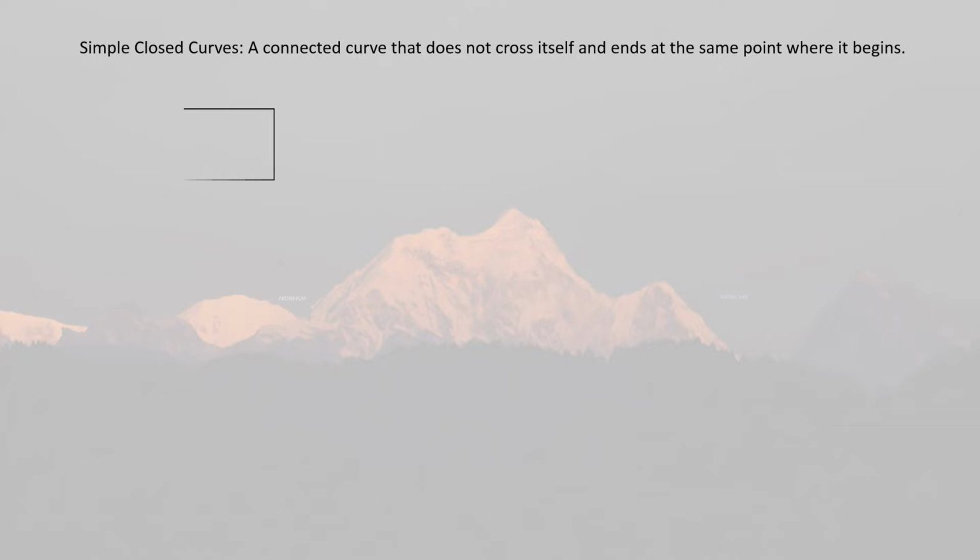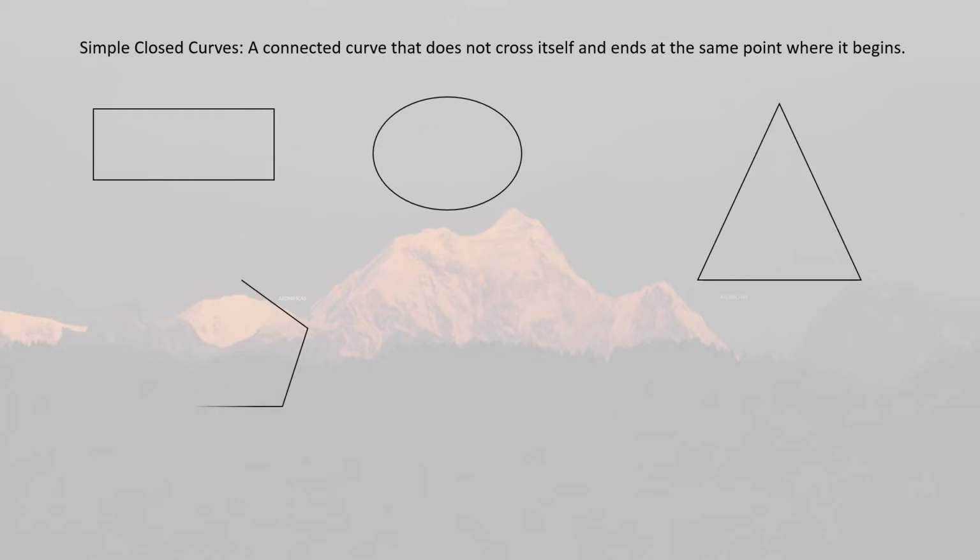For example, we have this rectangle, this circle, a triangle, a pentagon, and a hexagon. They all end at the same point and the lines are not intersecting or crossing themselves. So we call them simple closed curves.